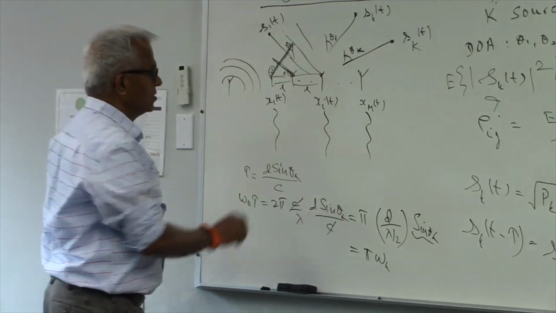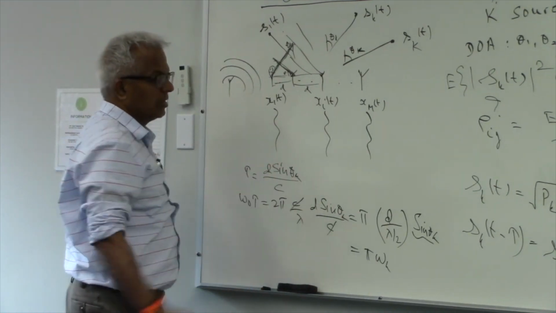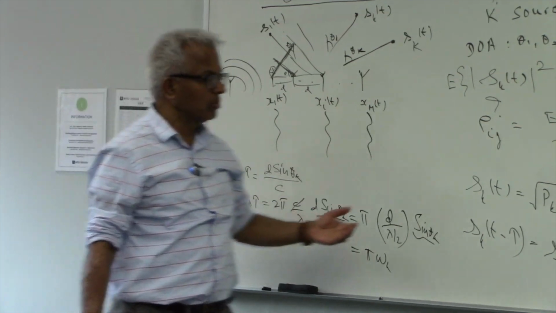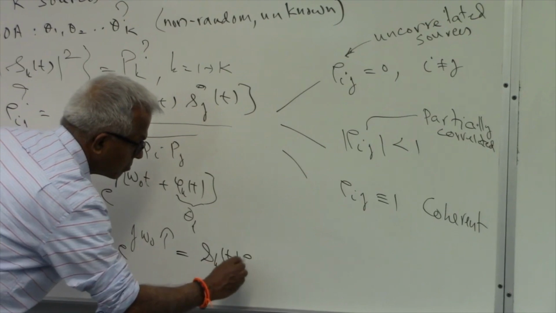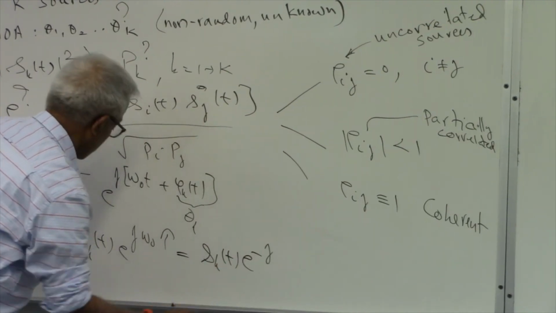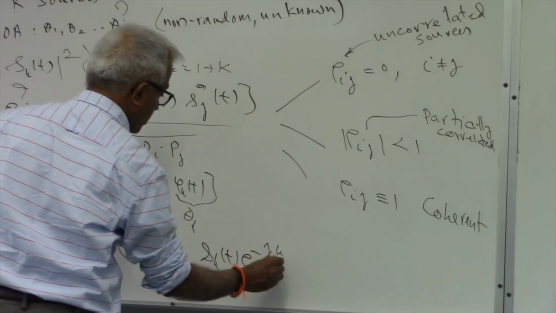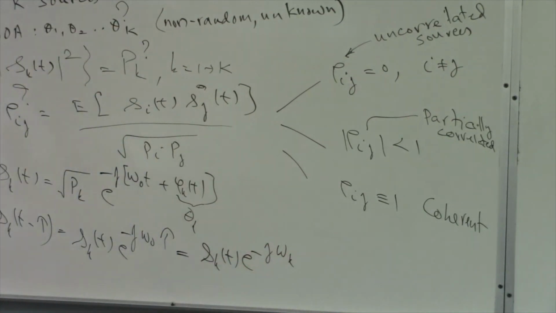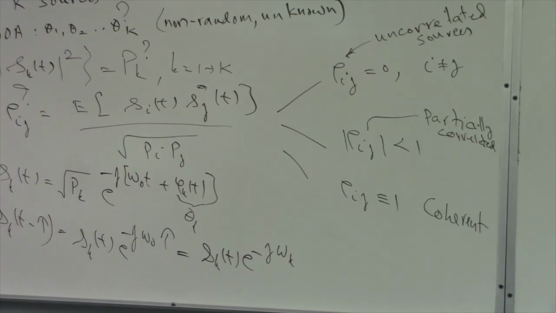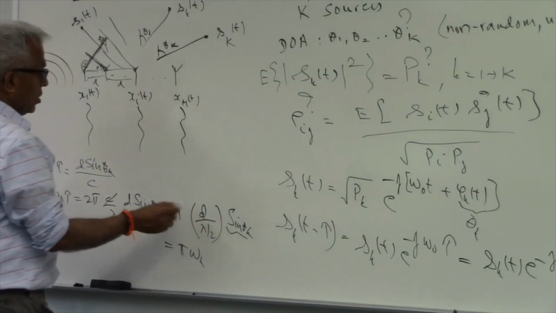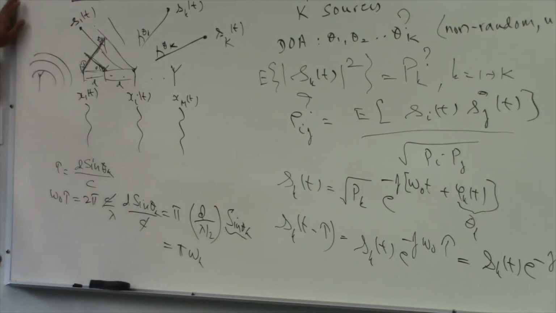if I replace theta by theta k, then omega naught tau comes out to be, if we had put a minus here, minus omega k. So omega k is pi sine theta by 2.